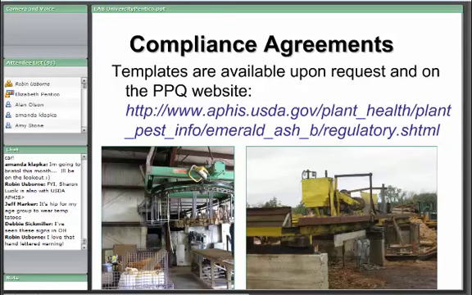The two pictures here, the yellow machine is a debarking machine, and that is for debarking logs to be made into firewood. They remove the bark and a ½ inch of the underlying wood, which would then allow us to certify that material for movement. The other one is kind of unique.